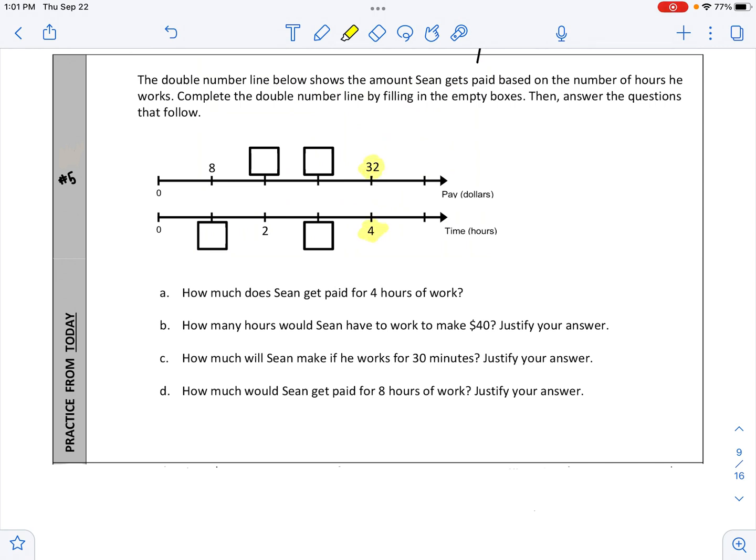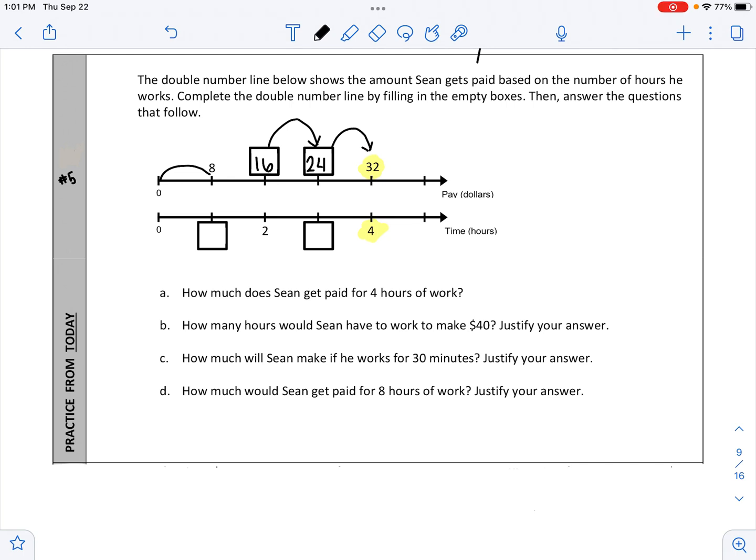So we can also see how we're counting on the number line in order to make that ratio true. I know that on the top number line, which represents pay in dollars, I'm counting by eights because each tick mark on a number line needs to be separated by the same amount of space. So if I go from 0 to 8, I would go from 8 to 16, plus another 8 is 24, and then I end up in the correct place at 32.